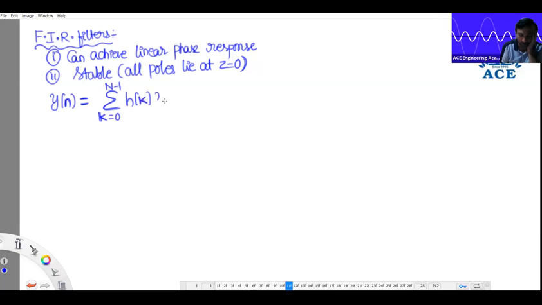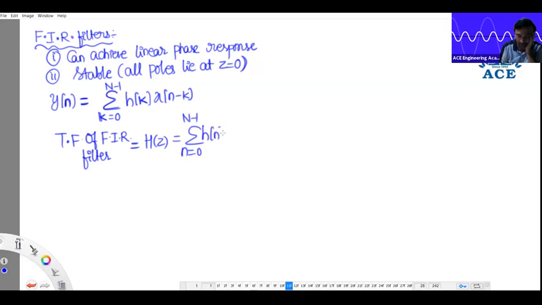The difference equation form is like this, sir. And the transfer function of an FIR filter can be written as H(z) equals sigma from 0 to N minus 1 of h(n) z power minus n.